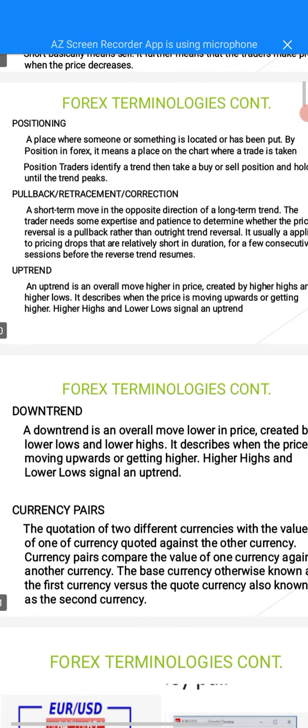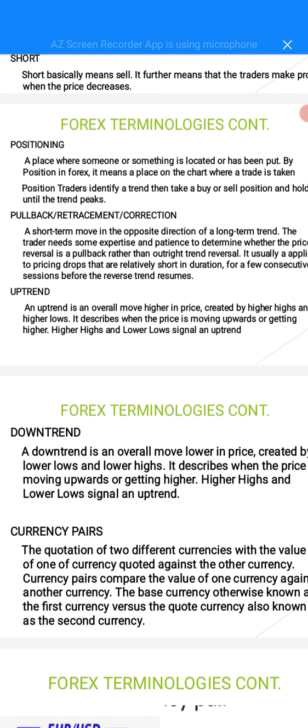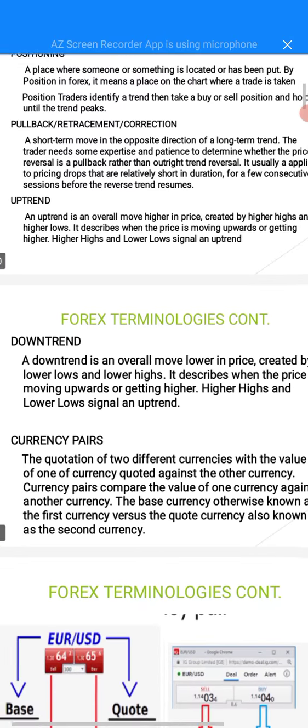We also have the terminologies downtrend and uptrend. The uptrend simply refers to a time when the market is moving upwards, and in such cases, in Forex, you take a buy position. When the trend comes down, which is the downtrend, you take a sell position.